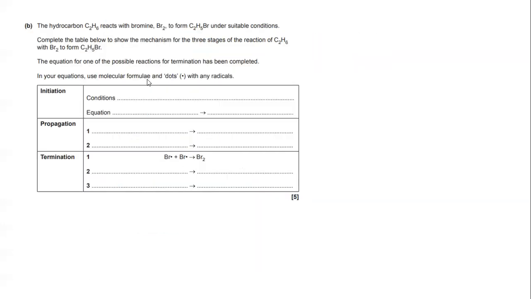Next, the hydrocarbon C2H6 reacts with bromine Br2 to form C2H5Br under suitable conditions. Complete the table below to show the mechanism for the 3 stages of the reaction of C2H6 with Br2 to form C2H5Br. They tell you the reactant, they tell you the product. Don't have anything different. Okay, so the conditions for the initiation is UV light. You're going to use the UV light to break down your molecule of bromine into 2 bromine radicals.